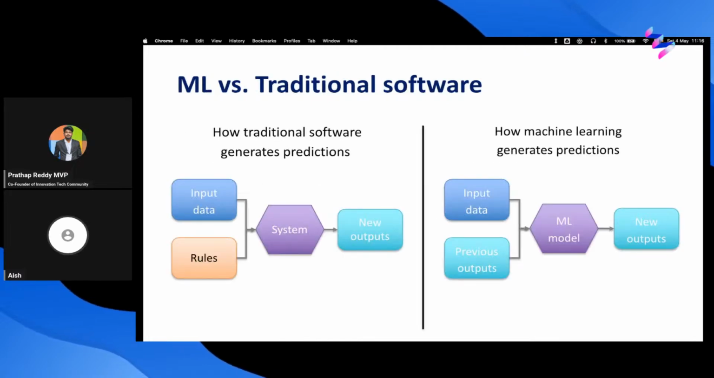So here we will compare machine learning versus traditional software. Traditional software generates predictions like this: you give it the input data and you give it some rules, and then the CPU works and gives you the new outputs. Whereas in machine learning, you give it input data and previous outputs, saying, hey, these are 1000 images of animals, and these are the labels of those 1000 images. This is a cat, this is a dog, this is a squirrel, and so on. Then the machine understands it on its own and is able to generate new outputs from it. So this is the main difference between ML and traditional software.